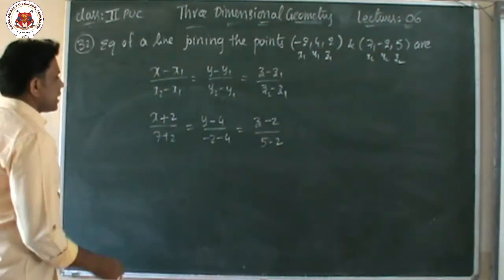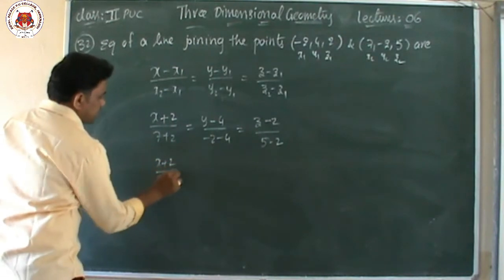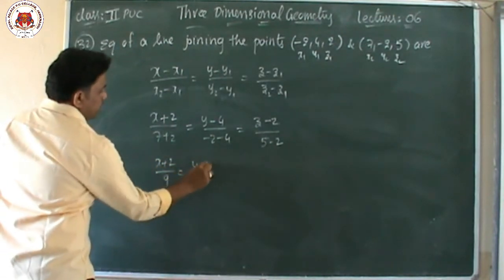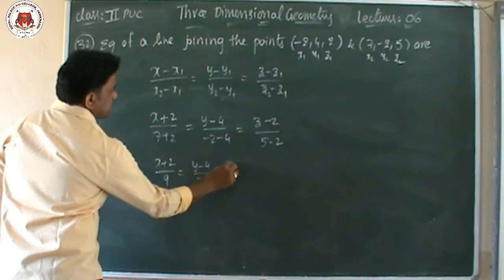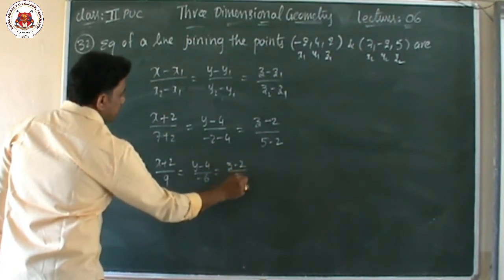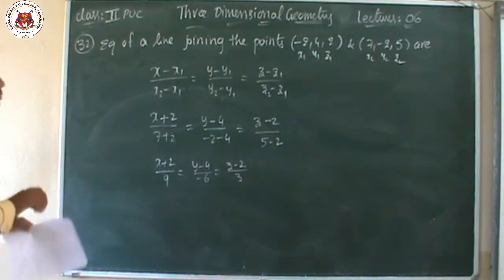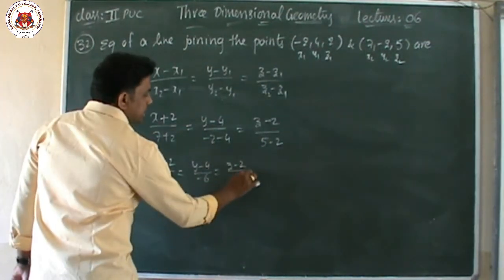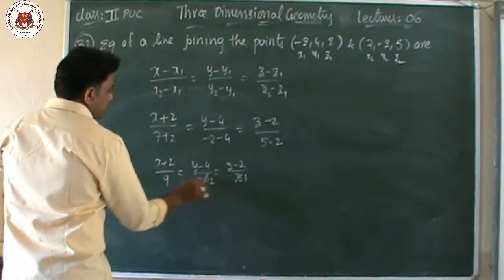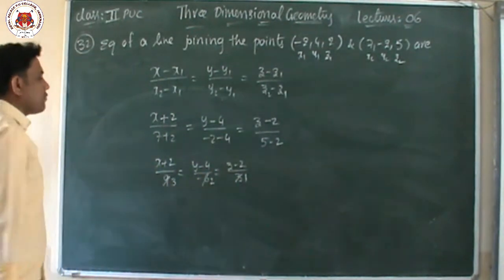That means we can write this value like (x plus 2) by 9 equal to (y minus 4) by minus 6, equal to (z minus 2) by 3. If it is possible, we can cancel it also, according to the options. So here we can cancel: 3 ones are 3, 3 twos are 6, 3 threes are 9. We can simplify it also.